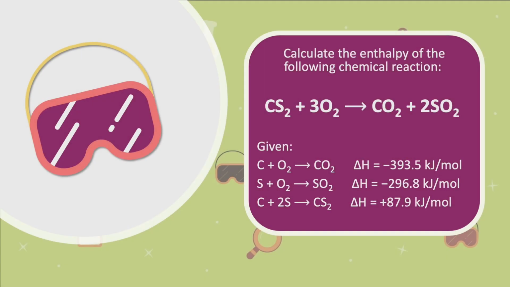Calculate the enthalpy of the following chemical reaction. 1 mole of carbon disulfide liquid is added to 3 moles of oxygen gas. The products of this reaction are 1 mole of carbon dioxide gas and 2 moles of sulfur dioxide gas.